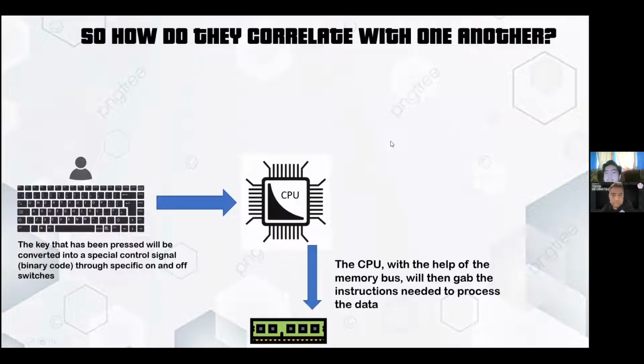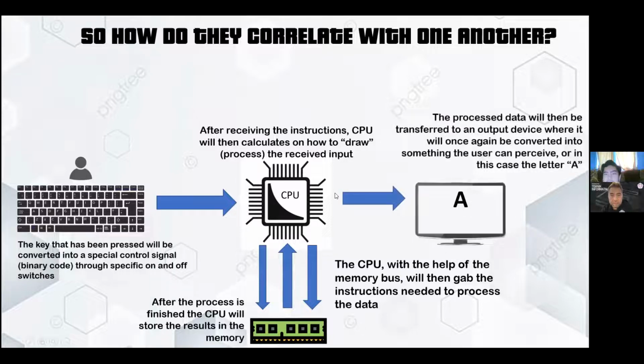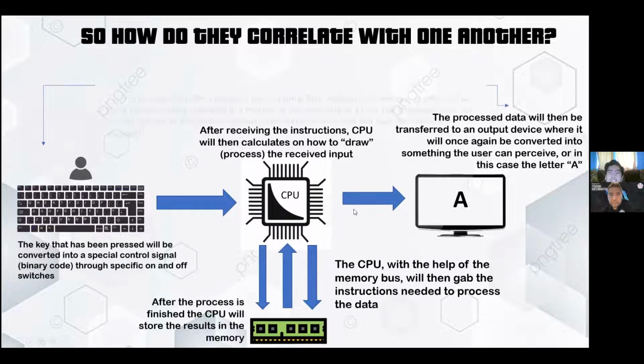And then the CPU, with the help of the memory bus, will then grab the instructions needed to process the data. After receiving the instructions, CPU will then calculate how to quote-unquote draw or process the received input. After the process is finished, the CPU will store the results in the memory. The processed data will then be transferred to an output device where it will once again be converted into something the user can perceive, or in this case, the letter A.